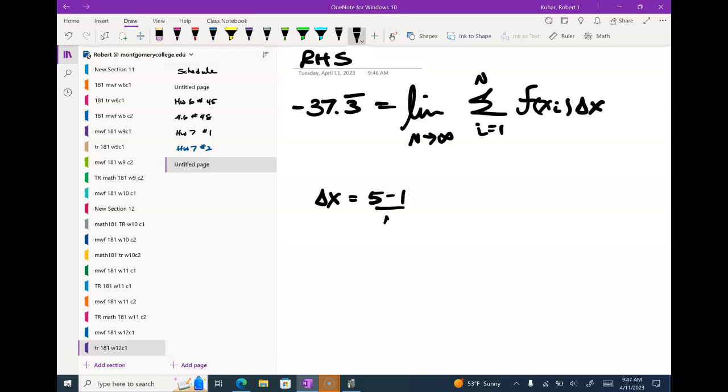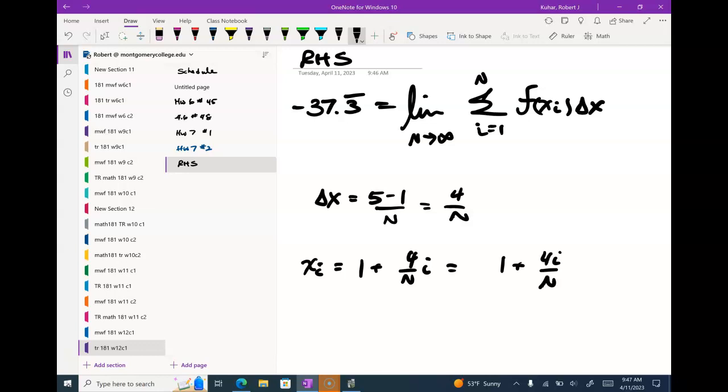Just waiting for my pen to come back to life. There we go. Which is 5 over n. x sub i is 1 plus 5 over n times i, or 1 plus 5i over n. Oh, 4, right? Sorry. 4, right? Nice. Teacher can't even subtract. 5 minus 1 is 4, right? Sorry.